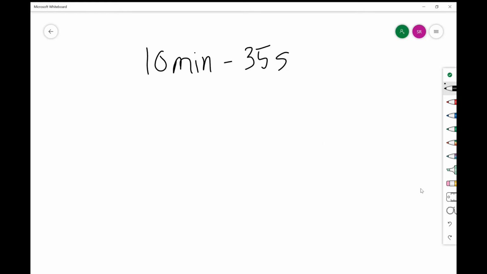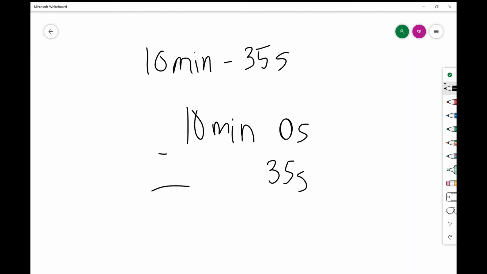So I want to show you one last problem of how to solve a problem that kind of looks like this. So we have 10 minutes, and this one doesn't have any seconds. Then we have 35 seconds, but there are no minutes. So you want to line them up differently. And what I would do as a little placeholder, I would just put minus 0 seconds just to help you make sure that you line up your numbers.